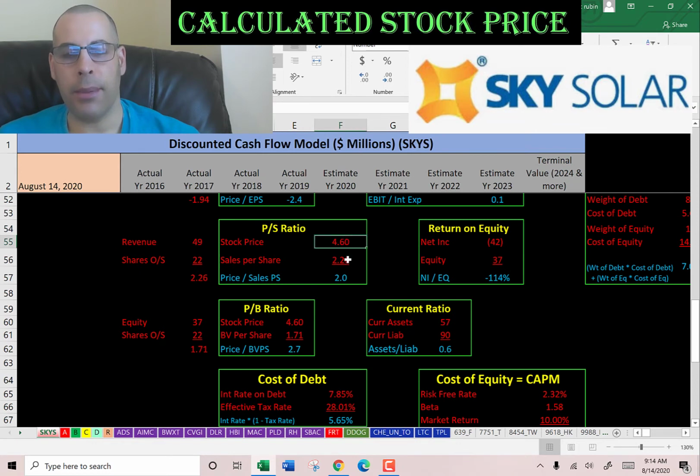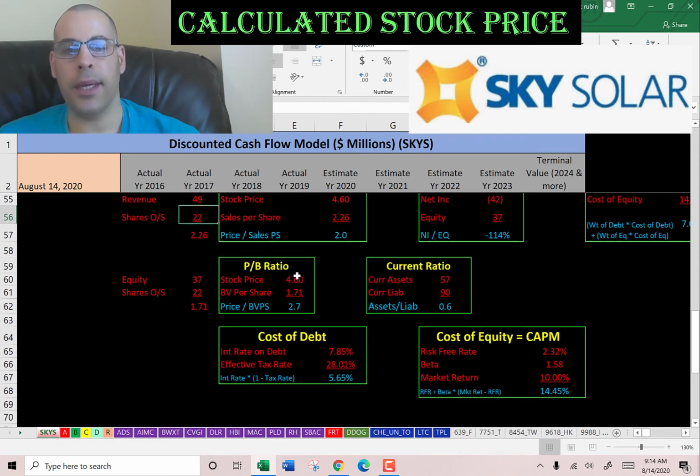Price to sales is stock price over sales per share. To calculate sales per share, that's revenue over shares outstanding. I like to see below 2.5, they're at 2.0. So investors are paying $2 for $1 revenue. Price to book is stock price over book value per share. To calculate book value per share, that's equity over shares outstanding. I like to see below 3.5, they're at 2.7. So investors are paying $2.70 for $1 book value.